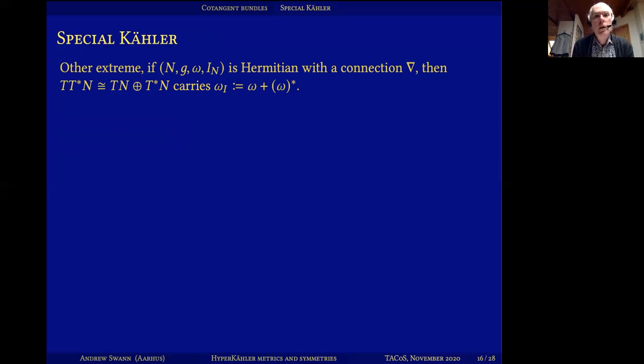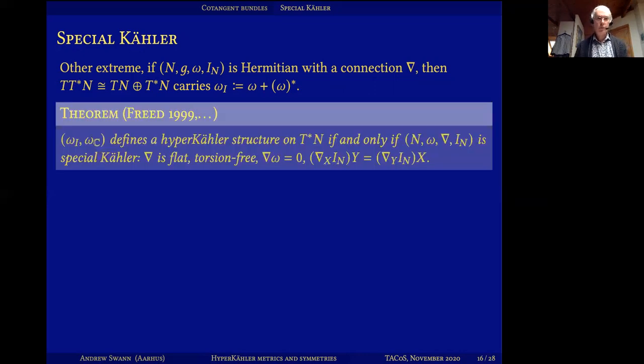On each of those, you've got a 2-form given by the 2-form from this Hermitian structure. You can combine those and call that omega I. Then it's natural to ask whether you can put this together with omega C and get a hyperkähler metric. The answer is yes in some circumstances, if you have strong compatibility between the Hermitian structure and the connection. I think the first exposition of this is in Freed's paper from 1999, but many other people have written descriptions of this construction.